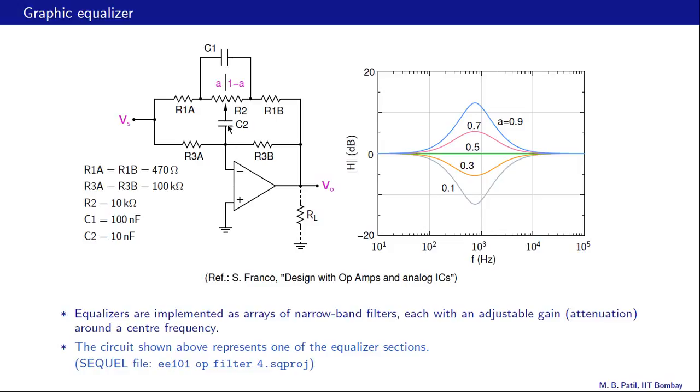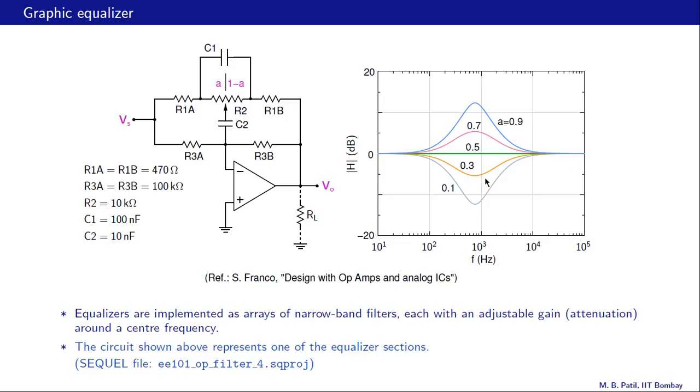Alright, so how does it work? We have a pot here. The fraction of this total resistance on the left is A, and the fraction on the right is 1 minus A. So by changing this wiper, we are essentially changing this A here. When A is 0.5, VO by Vs is 1 in magnitude, and that gives us H equal to 0 dB. So that means there is neither any attenuation nor gain from the input to output.